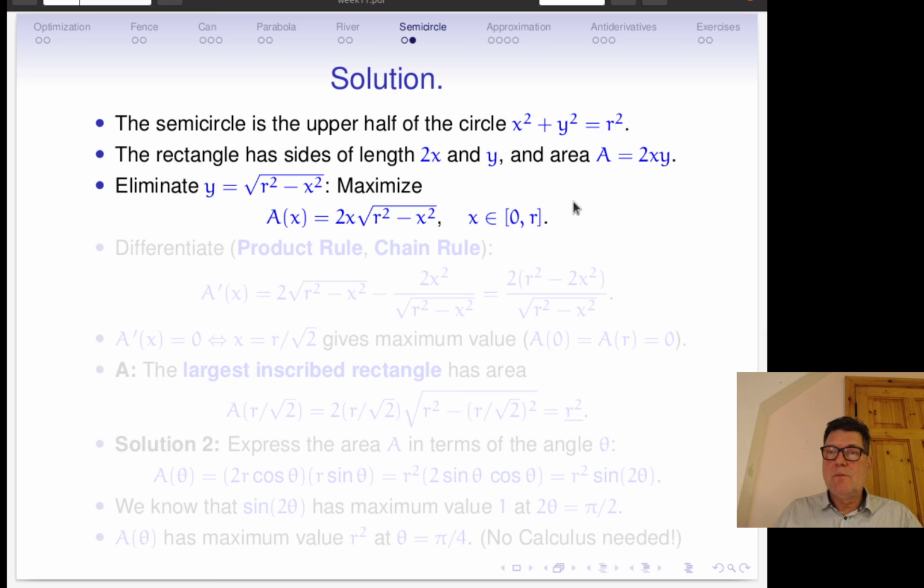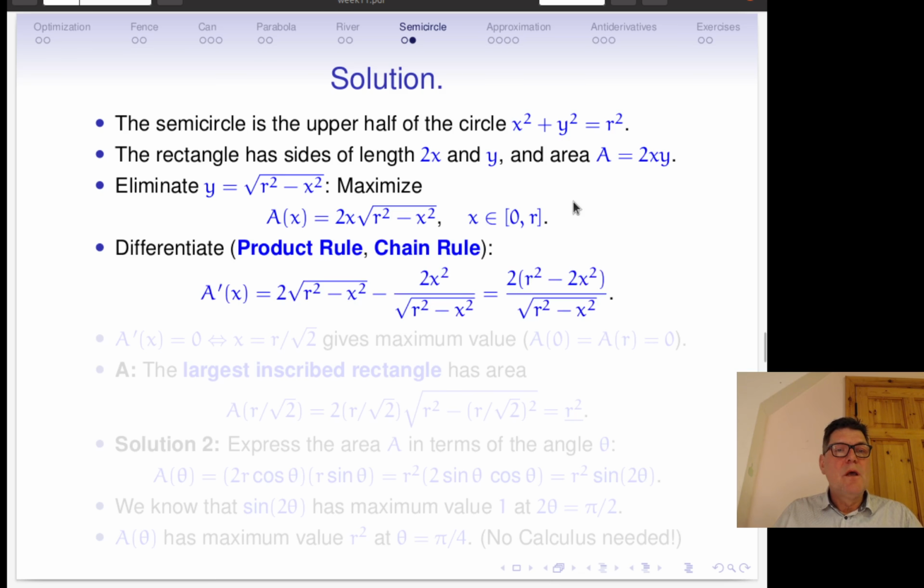So, same procedure as usual. We differentiate the function that describes A in order to find the critical points. So here we use the product rule and the chain rule to find that the derivative of the A function is 2r squared minus 2x squared over the root of r squared minus x squared.